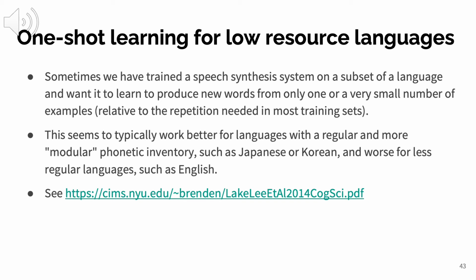English is a really bad example of this because the spelling and structure of English is really chaotic and chimeric. Whereas languages such as Japanese or Korean have a very modular phonetic inventory, where you will typically have vowels, or each vowel has one particular consonant associated with it. You won't get things like vowel glides and consonant clusters in the same way. So one-shot learning will often work better for languages which have those kinds of structures.